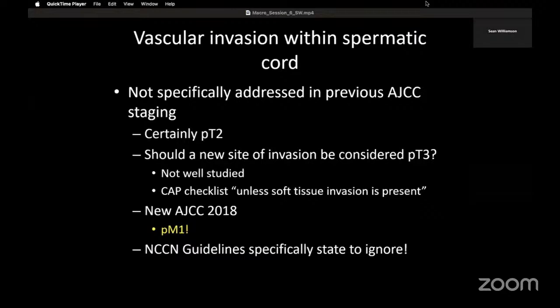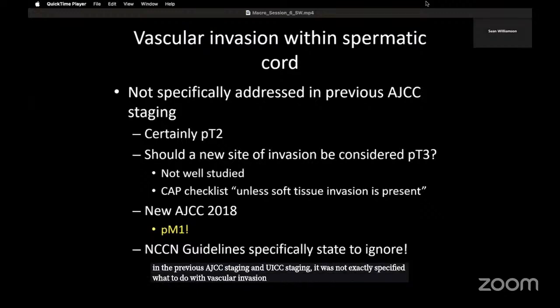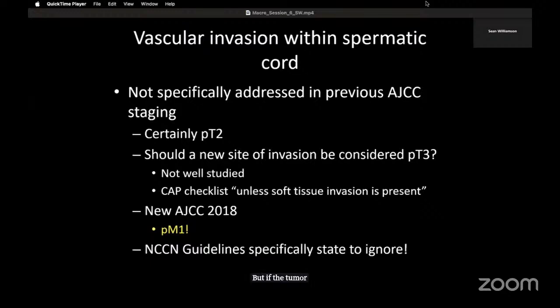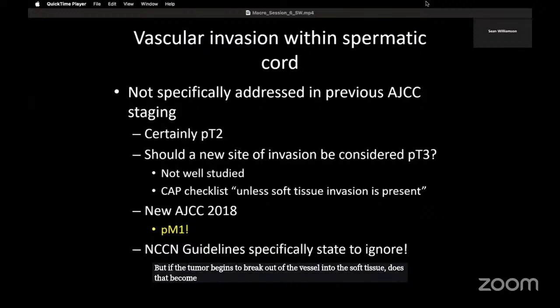The situation of vascular invasion within the spermatic cord has been challenging over the years. In the previous AJCC staging and UICC staging, it was not exactly specified what to do with vascular invasion within the spermatic cord. Certainly I would consider that T2 for vascular invasion, but if the tumor begins to break out of the vessel into the soft tissue, does that become T3 cord invasion, or should we consider it something else?